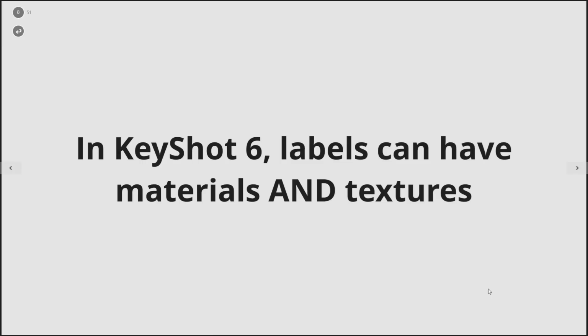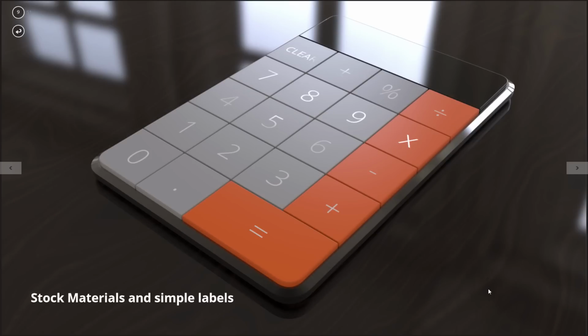In KeyShot 6, the labels have gotten much more powerful because by default they have a material assigned to them, and we can also texture them. So here's a quick example of just a default scene. So we've got a calculator. This scene is going to be made available to download as well if you'd like to try it out. So this calculator right here, it's just got some default materials on it.